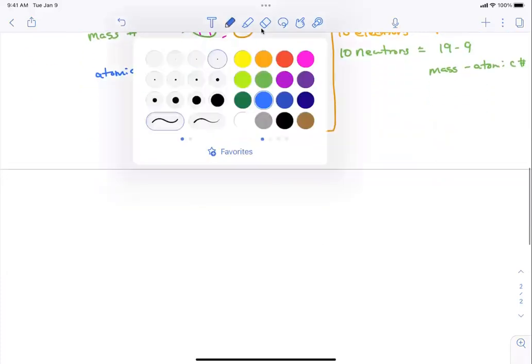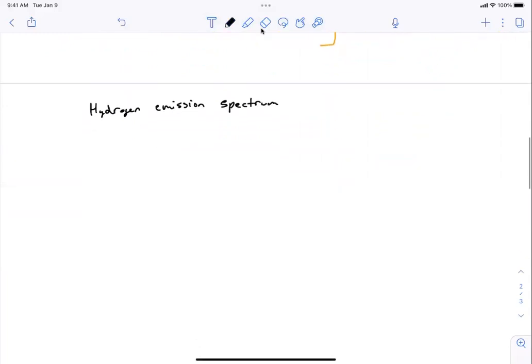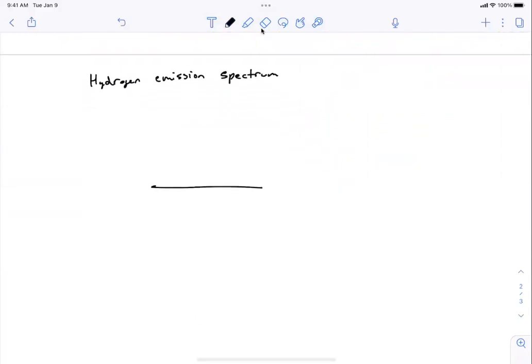The second thing I want you to think about, and this minimizes what you have to memorize, is the hydrogen emission spectrum. The way I think about it is I just draw this out. So the way I think of it is this.